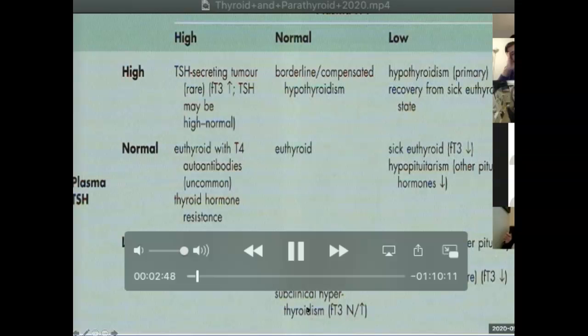Does anybody know what subclinical refers to? Well, TSH is high, but the T3 and T4 are normal. Yes, and so in this case, the TSH would be low because it's subclinical hyperthyroidism. But yes, it's much more commonly referred to when somebody has subclinical hypothyroidism, and it's seen much more frequently as well. And then normal, you have a normal thyroid.